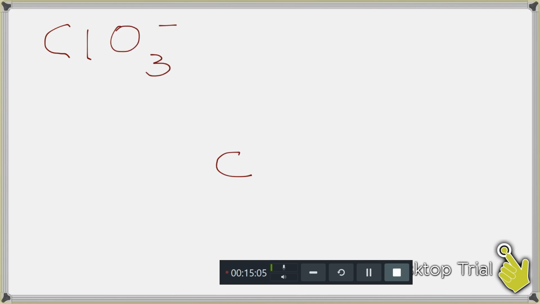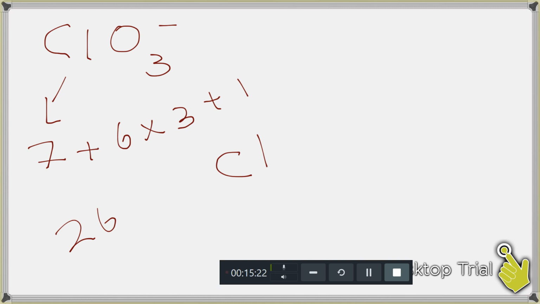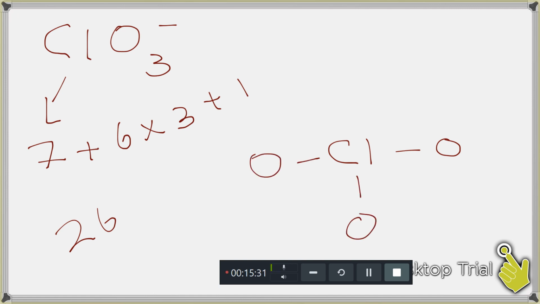Now my next step is adding valence electrons. Chlorine brings 7, oxygen brings 6 times 3, plus 1. So 6 times 3 is 18, and then plus 7 is 25, and 26. So 26 valence electrons. This is my chlorine, and then I have O, O, O. And this oxygen has a 1, why? Because I have the negative charge. That's why I added 1.